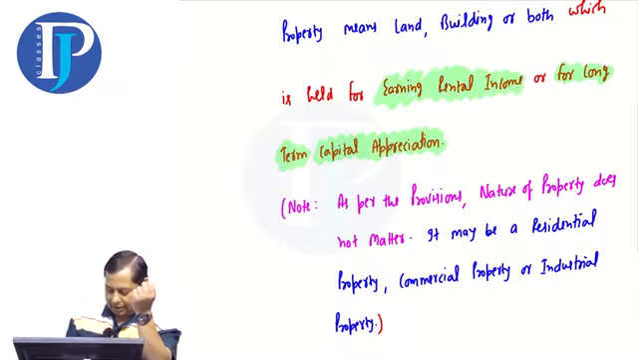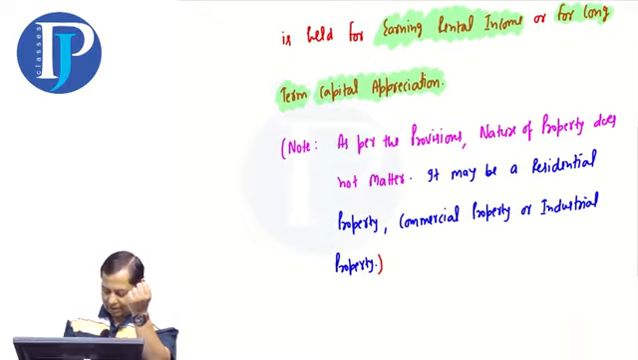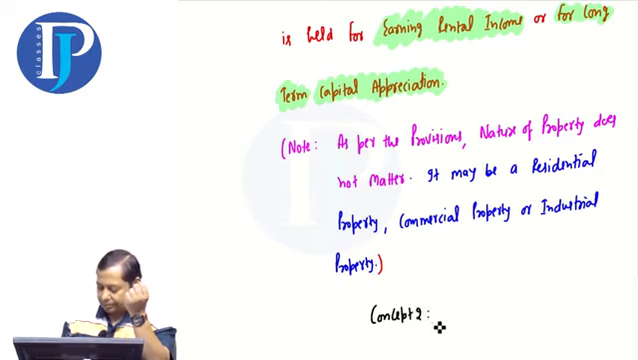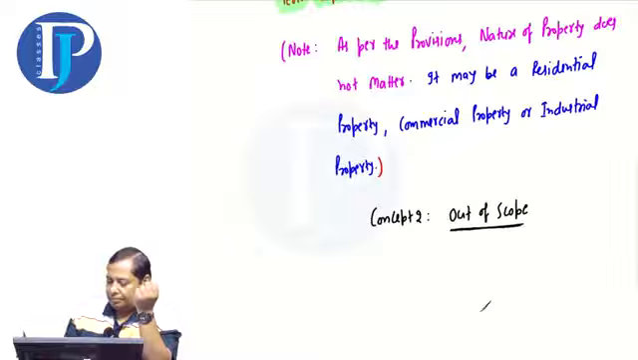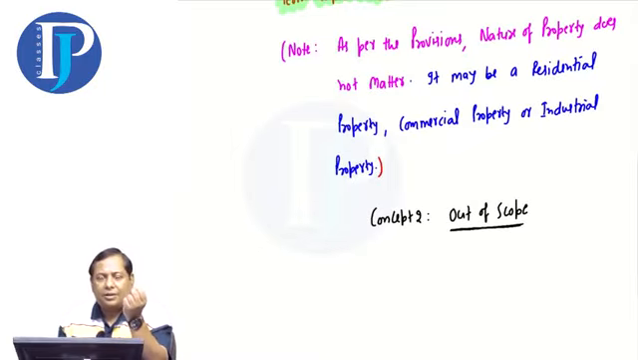Okay? Moving on. I'm creating a heading. Concept 2. Out of scope. I have already discussed these 7 points. Out of scope means what is not included.